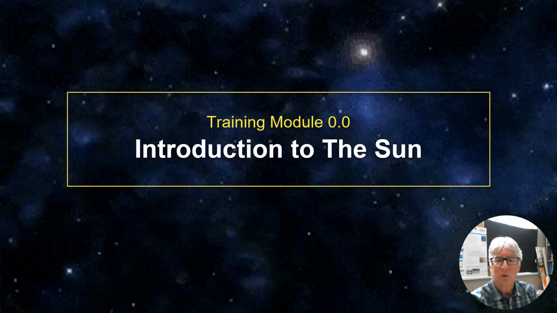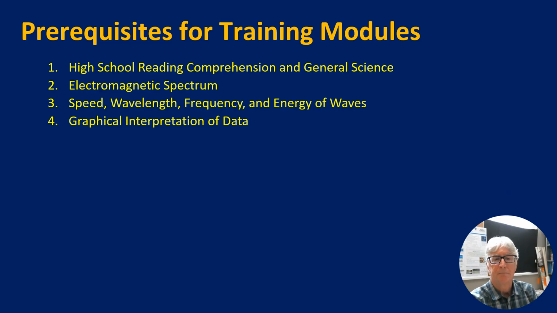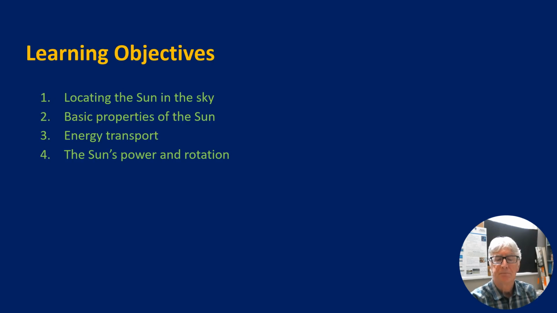This is Training Module 0.0, Introduction to the Sun. The prerequisites for these training modules are basic high school level general science, a knowledge of the electromagnetic spectrum, and graphical interpretation of data. The learning objectives for this module are to locate the sun in the sky and learn some basic properties of the sun, as well as energy transport and the sun's power and rotation.